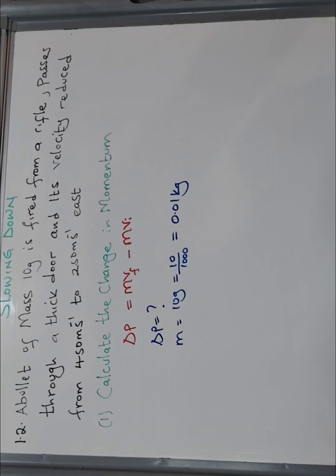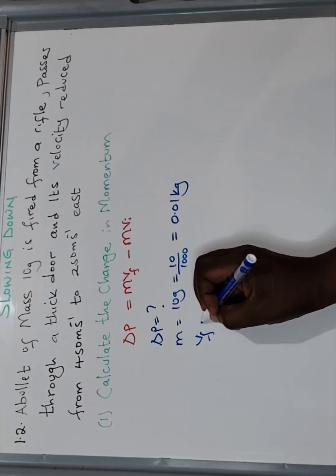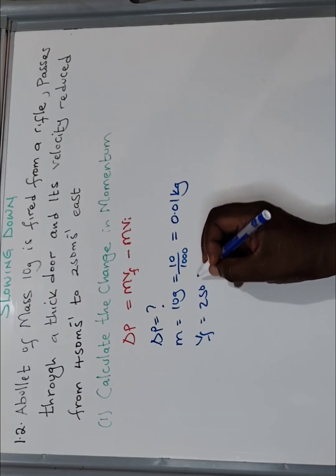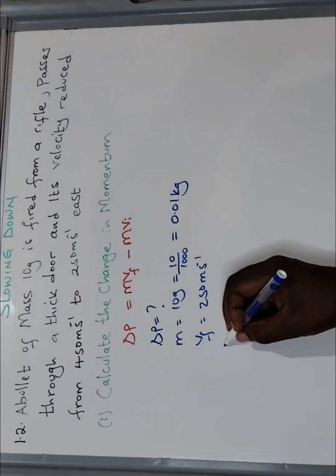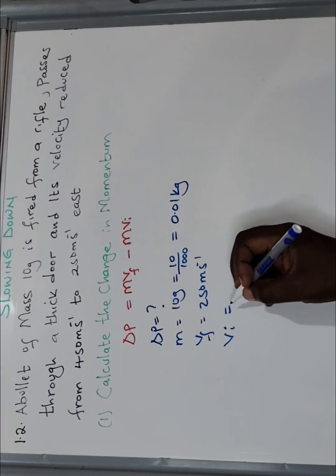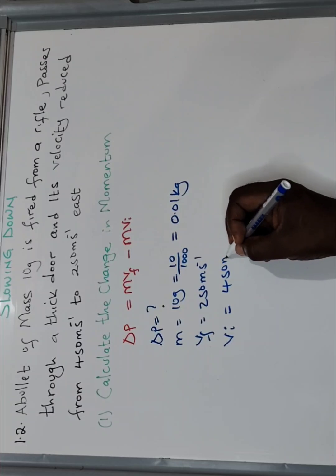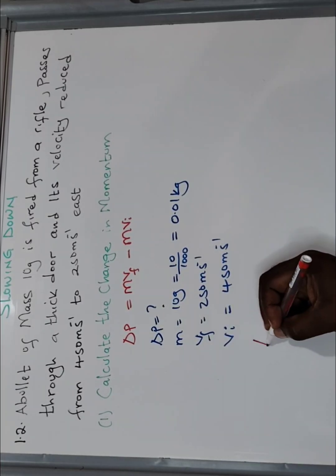Okay, that's that. Next, we need final velocity. And final velocity is 250 meters per second. Next, you have the initial velocity, which is 450 meters per second. From there, what do we do next? What you do next is to substitute. Every information is there. So what are you going to say?